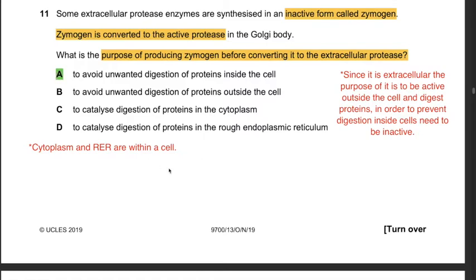Why are the other answers incorrect? Let's look at B. To avoid unwanted digestion of proteins outside the cell. That is incorrect because digestion of proteins outside the cell is its main purpose. Hence, it should be active outside the cell. However, the question is asking why it is converted to an inactive form before converting it to an active form. Let's look at C. To catalyze digestion of proteins in the cytoplasm. That is also incorrect as cytoplasm is within a cell and the purpose of the enzyme is to function outside the cell, not within the cell. And answer D also has RER, which is within a cell, therefore it is incorrect.